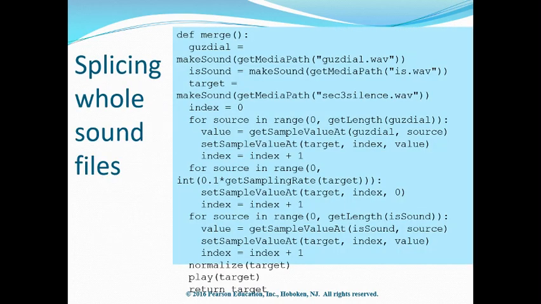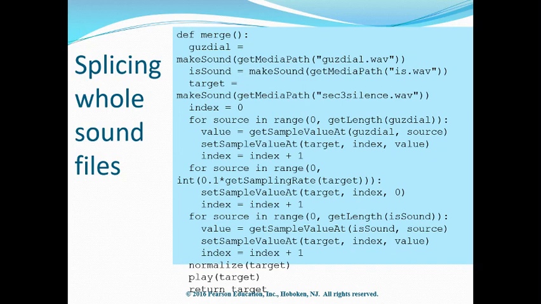So here we can see an example called merge. What it does is it sets the variable guzdial, which I believe is the author of this book. It says guzdial equals make sound, get media path, guzdial.wav. So we take a wave file, we make it into a sound object, and then we set it to the variable guzdial.